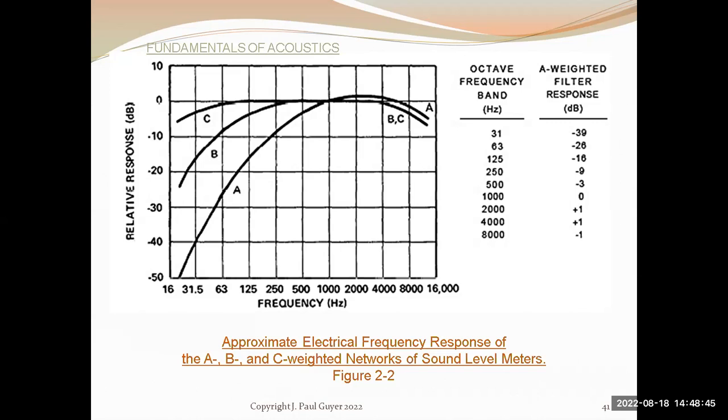The B and C settings are different. They do not discard as much of the low frequency sounds, and they might be used more when dealing with machine noise in an industrial environment, but we won't go into that. But so this knob on your sound level meter, you set it on the A level, and then that means the sound meter is going to be mimicking the human ear.